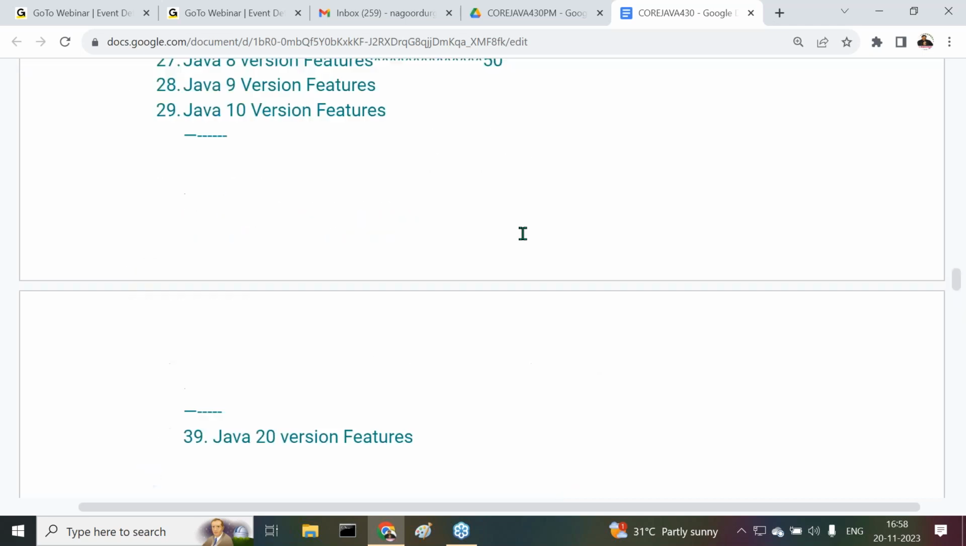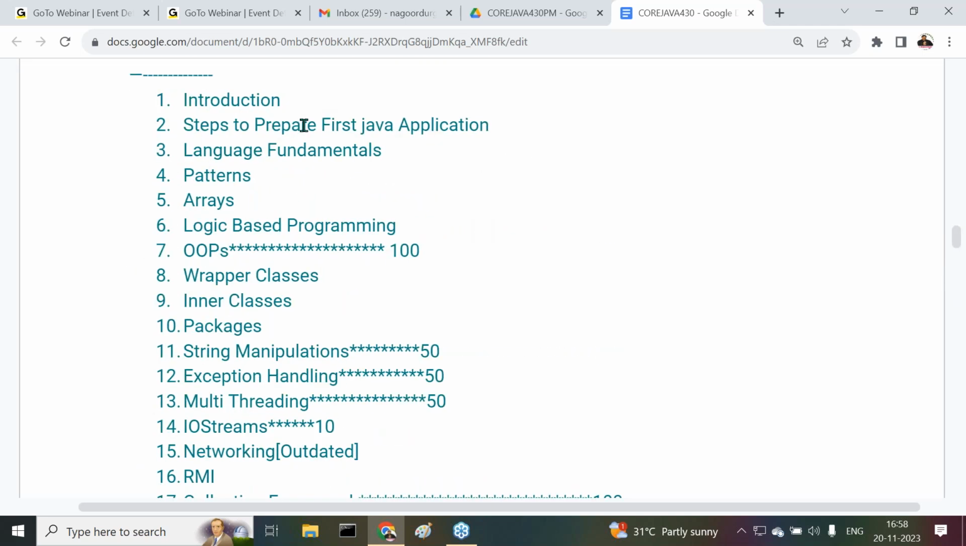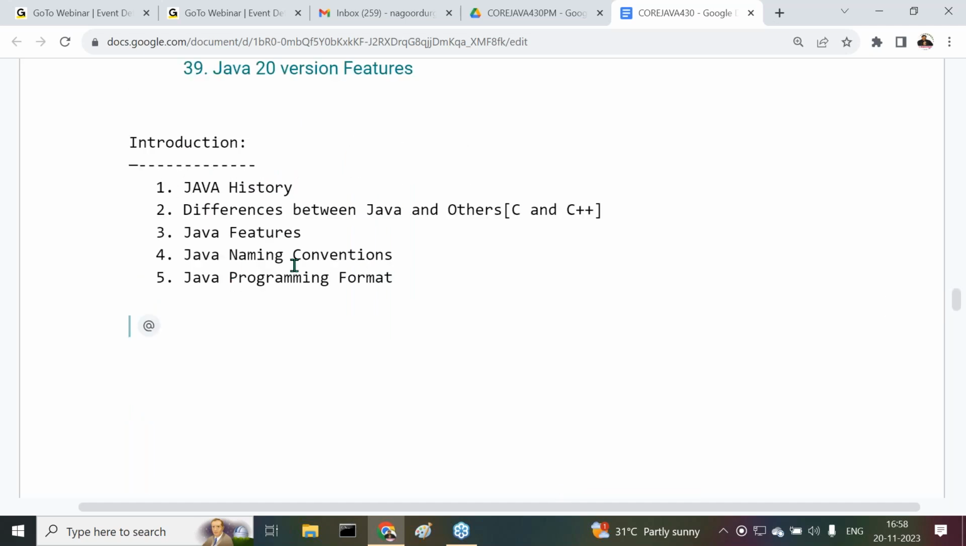Once we complete this total introduction part, then we go with the steps to prepare the first Java application. There we are going to understand how to download Java software, how to install it, how to write a Java program, how to save the Java file, how to compile it, and how to execute it. The practicals will start from the second topic onwards. But in the introduction part, we have to understand all these concepts just for the sake of getting some knowledge on Java before starting programming.